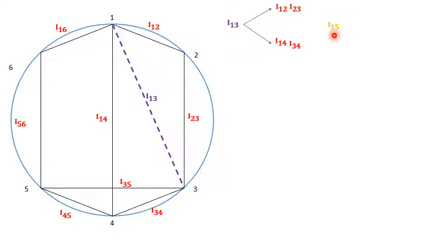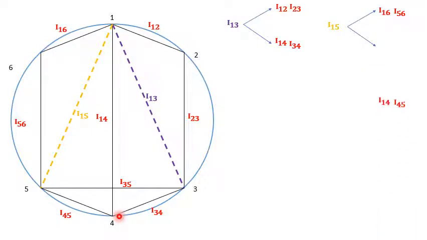So we have to connect the points 1 and 5. Connect point 1 and 5, draw a line. This line represents the instantaneous center of link number 1 and 5. Here it forms two triangles. The upper triangle is I16, I56, whereas the lower triangle is I14 and I45.